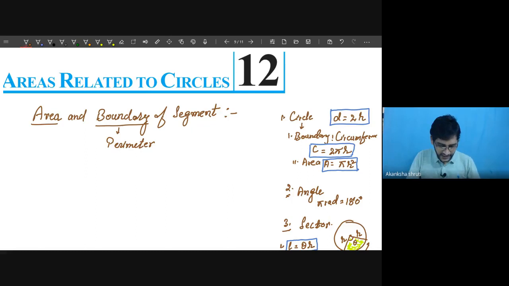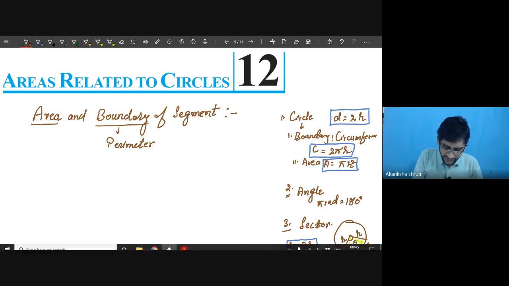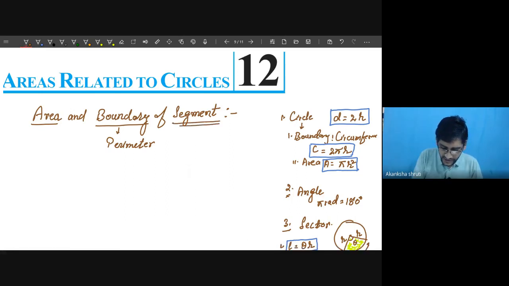Good morning, students. Today we are going to learn about the area of segment. We will understand what this segment is, then how to find the area of this segment and the boundary length of this segment.